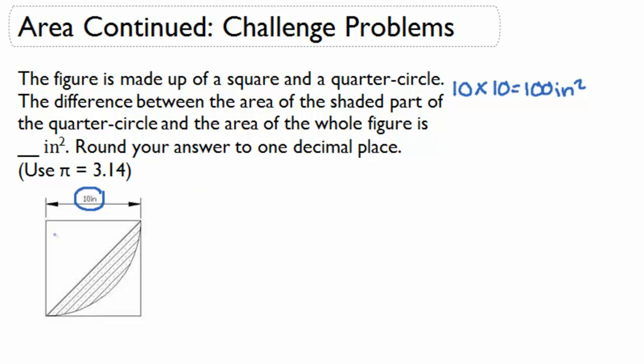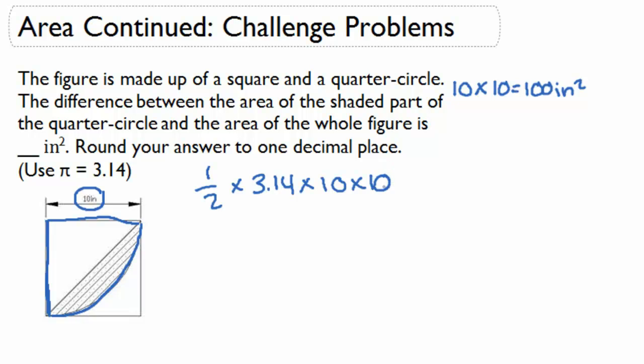Now, we have a quarter circle here, which is this entire part and then circling around the outer part. The area of that quarter circle is going to be 1/4 times 3.14, which is what we're using for pi, times the radius, which is 10, because it's the same distance as the length of one side of the square, times 10 again, since we do radius squared for the area of a circle.